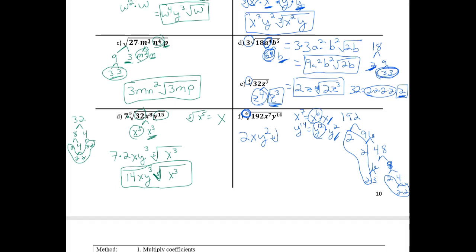Still the 6th root of anything left over. Starting with my numbers, I had a 3 here. That's going to have to stay underneath the radical. Then I had an x here. Has to stay underneath. And a y squared. Yes, a y squared can stay underneath. Let me rewrite that.